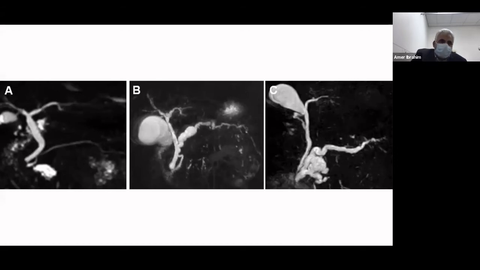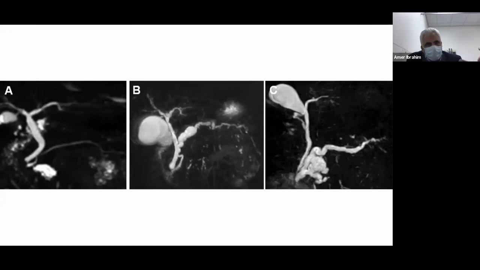If we look at these 3 images in front of us, we can see that A is the side branch IPMN, and B and C are main duct IPMN or mixed type IPMN. A is the low risk. So side branch IPMN is the low risk. B and C are the high risk.